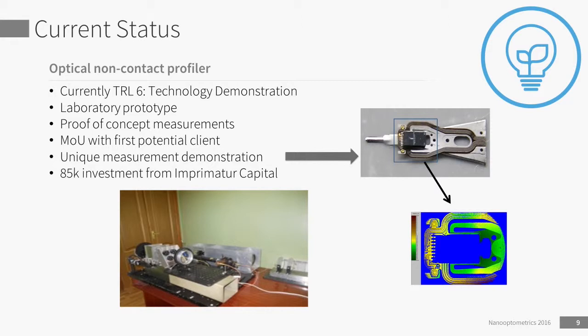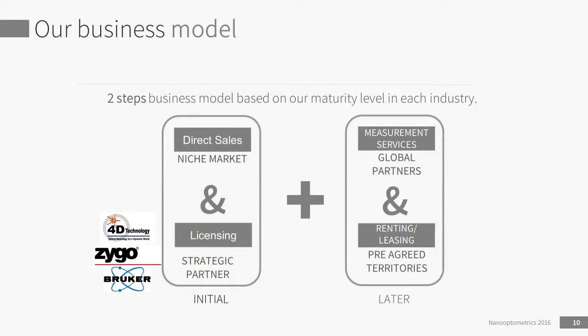We're going to pursue a two-step business concept. The initial phase includes direct sales to the niche market and licensing to strategic partners, such as 4D Technologies, Zygo and Bruker, which produce such measurement equipment. We already have talks with Bruker, but they expect a manufacturer prototype, because we now have only a laboratory prototype. Another step would be to install our equipment and take money as on the internet, per click, per measurement.